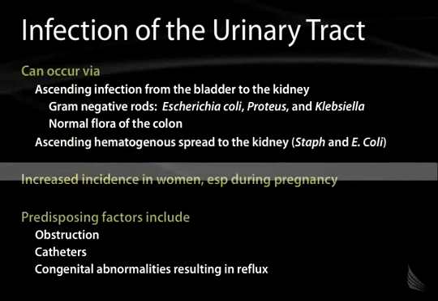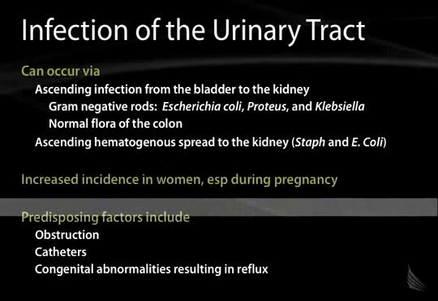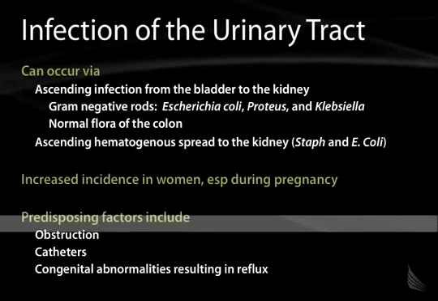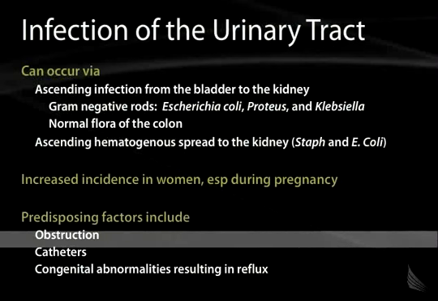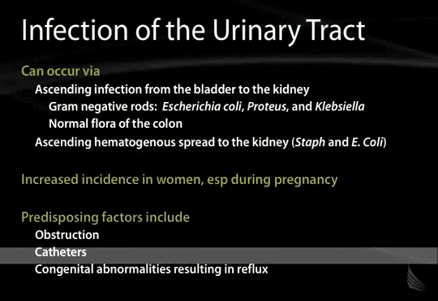Now, this most commonly occurs in women, especially during pregnancy, when they tend to get lots of UTIs. Predisposing factors are the same as those for urinary tract infections. Things like obstruction, which we'll describe a little bit later. Indwelling urinary catheters provide a nidus for infection, which can lead to pyelonephritis. And also congenital abnormalities of the urinary tract, which cause it to flow in the opposite direction, what we call reflux.